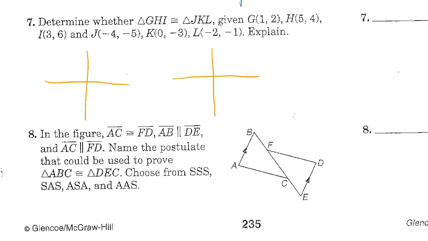So for the first one, I've got 1, 2, and 5, 4, and 3, 6. Okay, so here's 5, 4. Here's 3, 6. And here's 1, 2. All right, and then over on the right one, I'm going to do -4, -5, and 0, -3, and -2, -1. So here's 0, -3, -2, -1, and -4, -5.